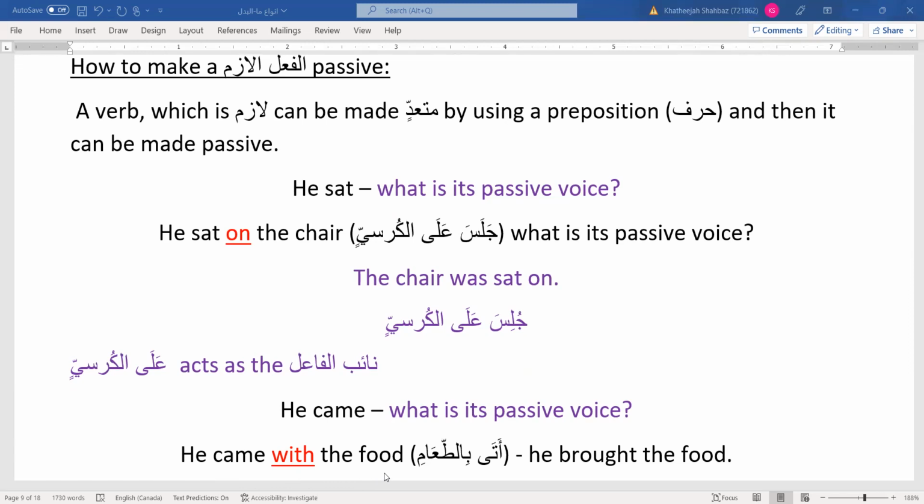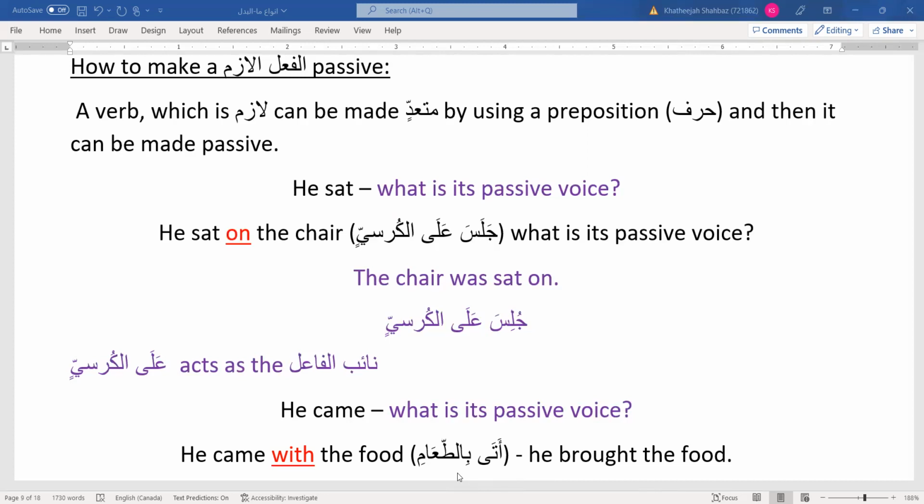Bi means with. When I add the word with, then I can add whatever I want next to it. He came with the food. He came with the ice cream. He came with a table. I can add so many things now. So it is the word with which enabled me to use other words with it. And I can say the same thing a little bit differently. He came with the food. I can say he brought the food. It's the same thing. Ata bit ta'ami. He came with the food, meaning he brought the food.